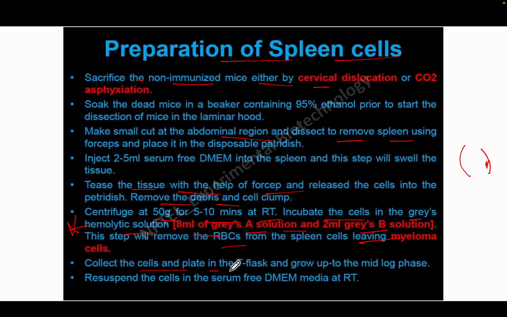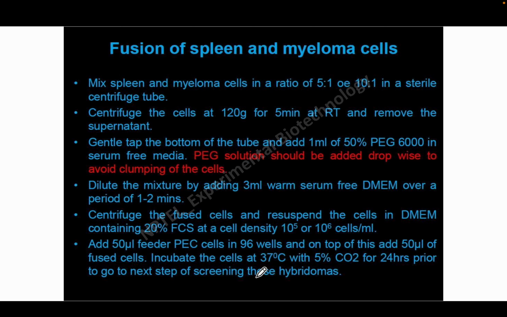Then you collect the cells, plate them in a T flask, grow them up to mid-log phase and resuspend the cells in serum-free DMEM media at room temperature. Fusion of spleen and myeloma cells. Mix spleen and myeloma cells in a ratio of 5:1 or 10:1 in a sterile centrifuge tube. Centrifuge the cells at 120 g for 5 minutes at room temperature and remove the supernatant.